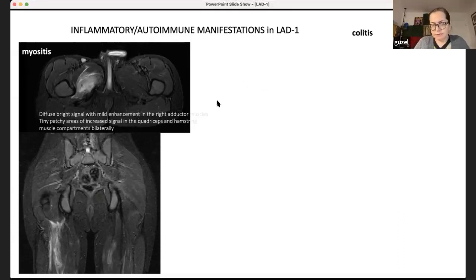One other common problem that we see, I mentioned autoimmunity or inflammation in this disease, which is not really well known, but we have had a couple of patients that developed myositis, which is inflammation of muscles. This patient had very scattered involvement in the abductor, thigh, and quadriceps muscles and presented with leg pain and difficulty moving, going up and down the stairs. Luckily, this is a disease that responds to steroids and immunomodulators very easily.